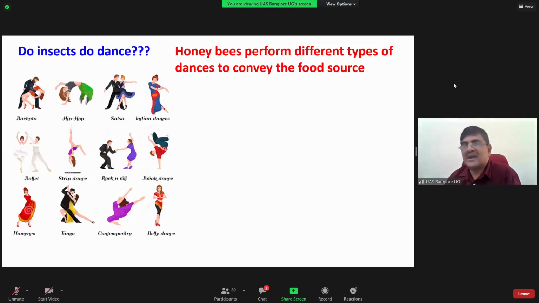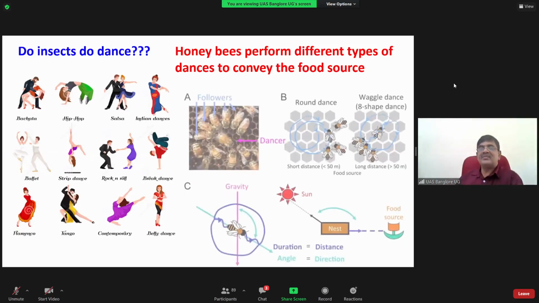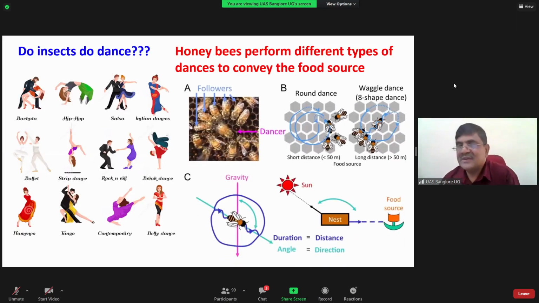The honeybees perform different types of dances to convey the food sources from the hive. They do different dances. If you look at the diagram, this is a bee that is dancing, and you can see the bees surrounding it, observing the dance of this bee.